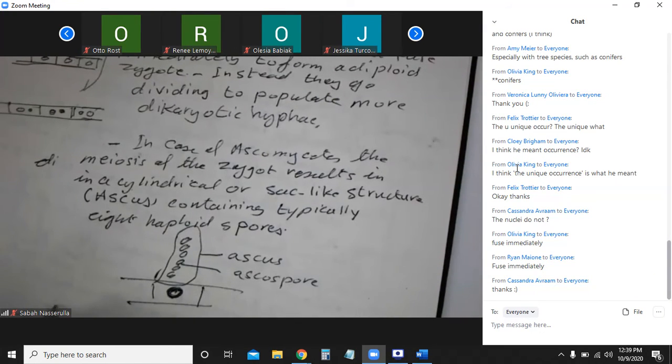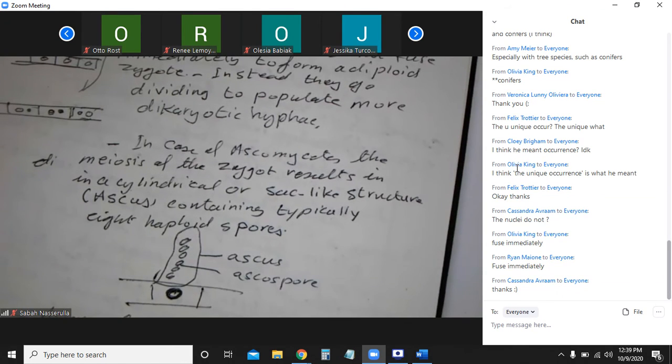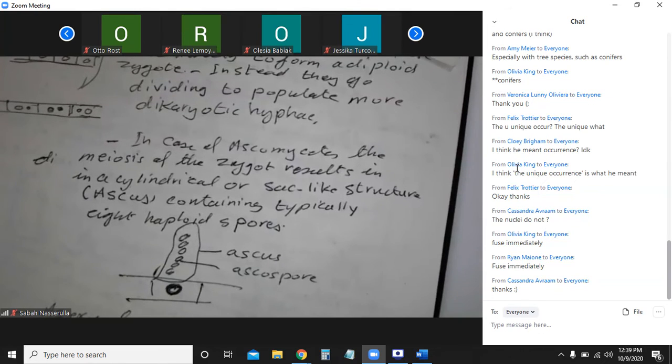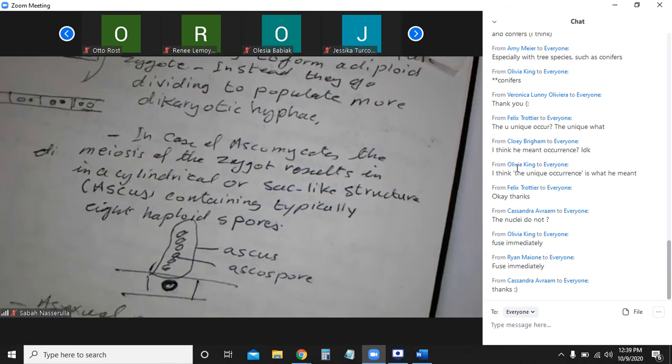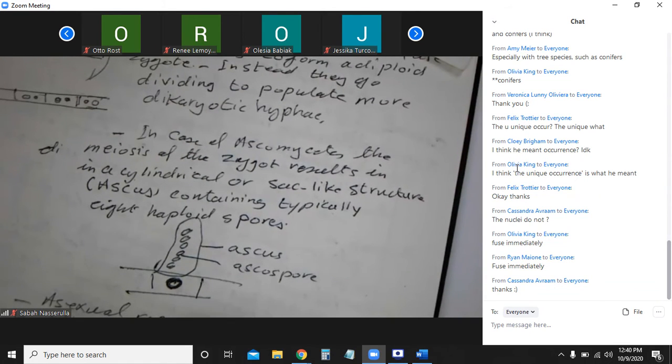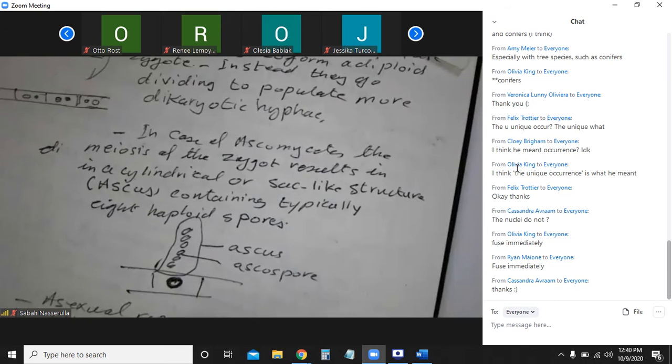Asexual reproduction is by budding, if it is a unicellular organism, or by forming conidia.